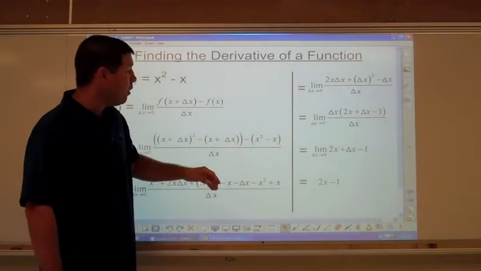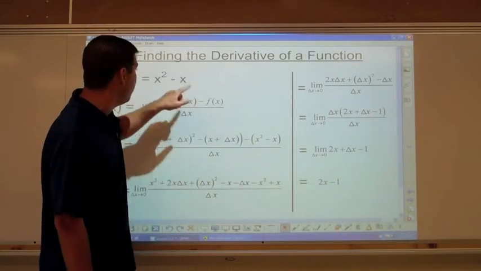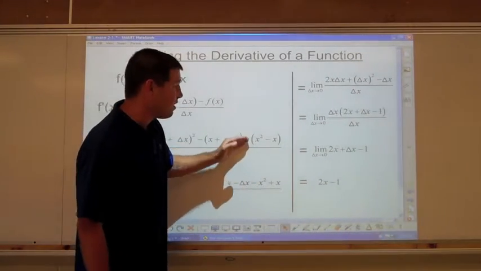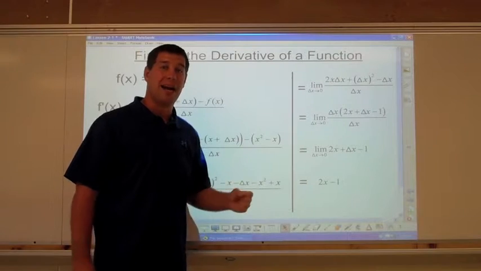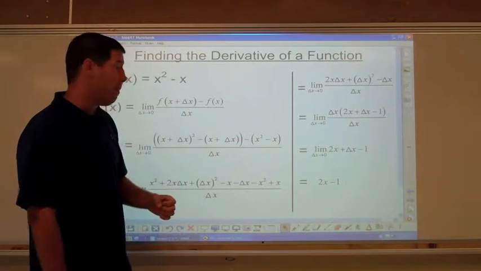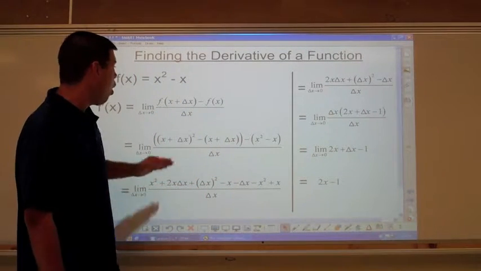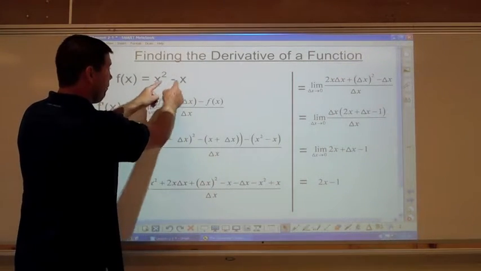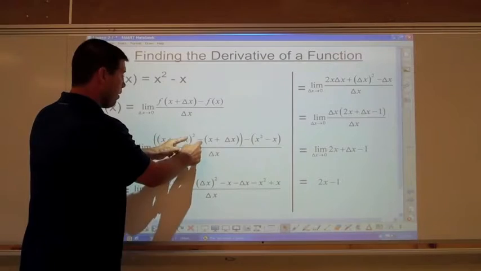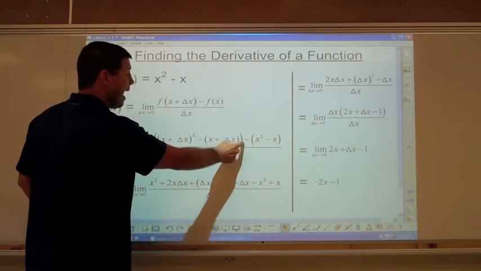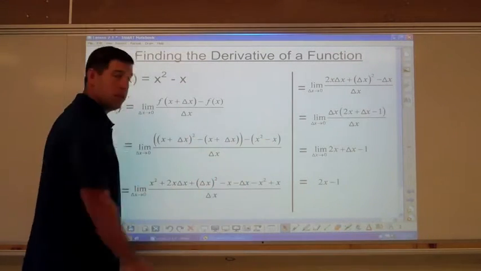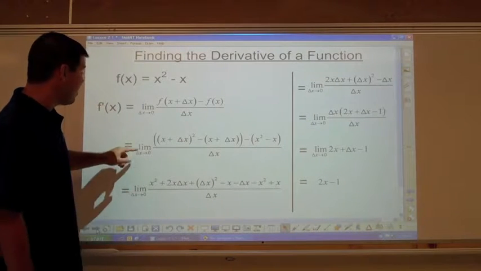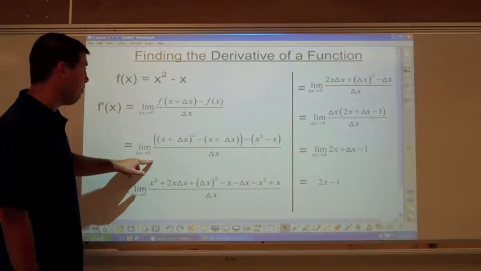Be careful. It's important you put the original function in parentheses so this negative sign goes through and you don't have any sign errors when you go to simplify next step. All over delta x. So again, x plus delta x goes in for every x term. x squared minus x, minus the original function, all over your delta x. Still, the limit as delta x goes to 0.